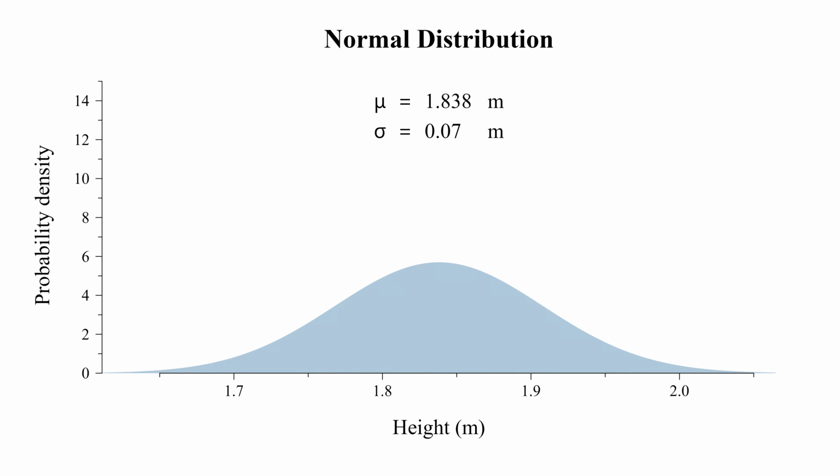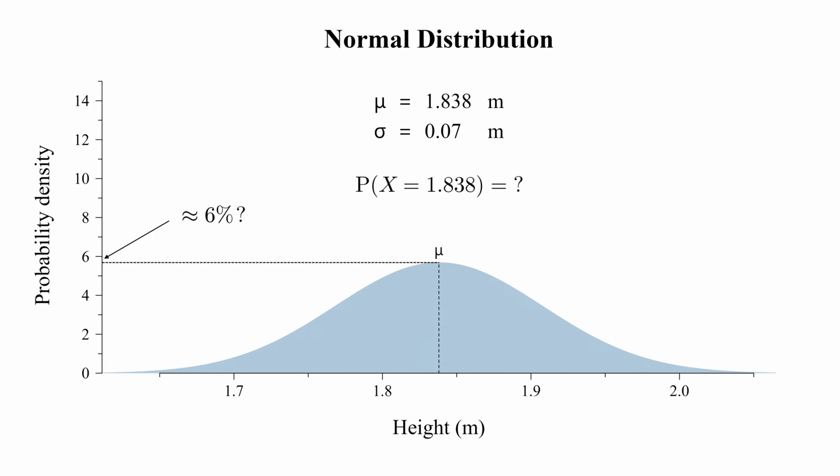But here's a question that doesn't require any functions. What is the chance that if you pick a random male, their height is exactly equal to the mean of 1.838 something? You might think the answer is 6? It clearly can't be 6. Probabilities are between 0 and 1. What would it even mean for something to happen with a 600% chance?